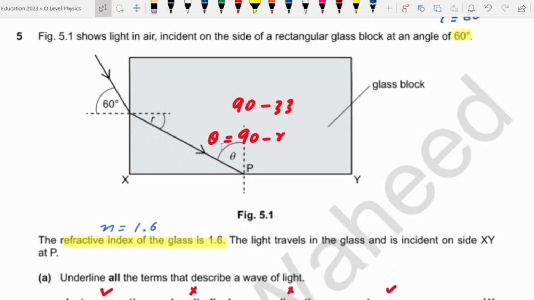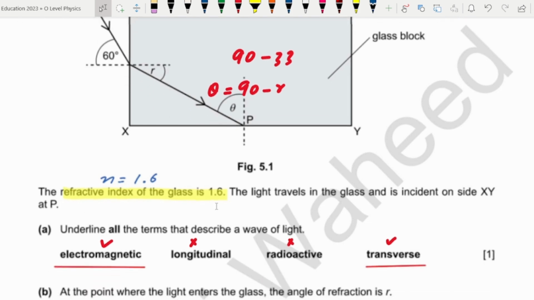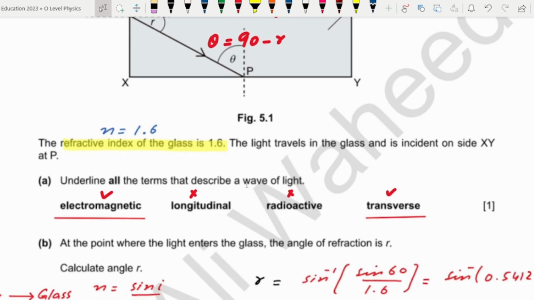Alright, moving on to the next one, question number 5. Figure 5.1 shows the light in air incident on the side of a rectangular block at an angle of 60 degrees. The refractive index of the glass is 1.6. The light travels in the glass and is incident on the side XY at P. Underline all the terms that describe the wave of light.